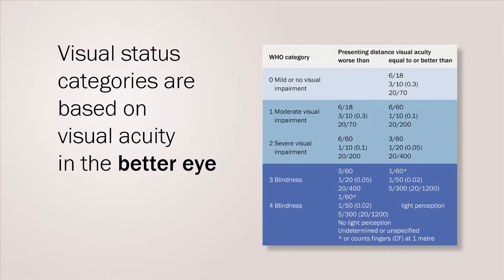It's important to remember that visual status categories are based on visual acuity as measured in the better eye. Blindness is also used if the visual field is less than 10 degrees from the point of fixation.